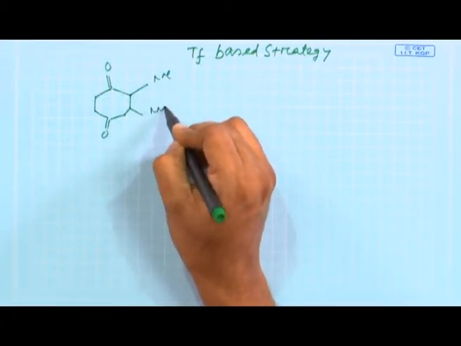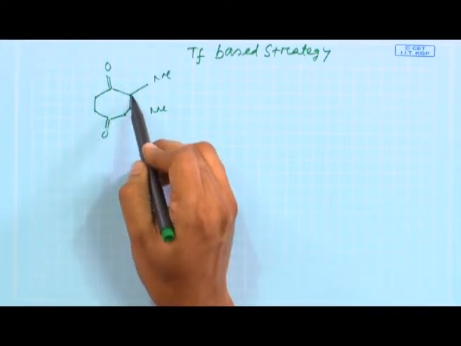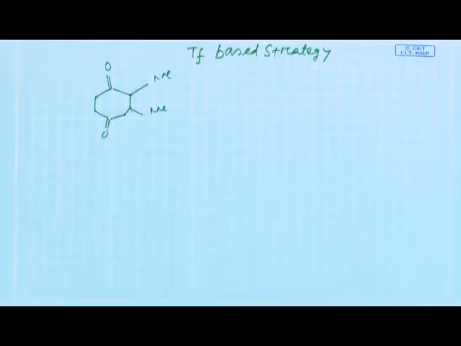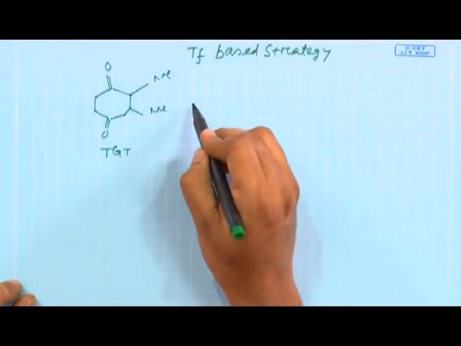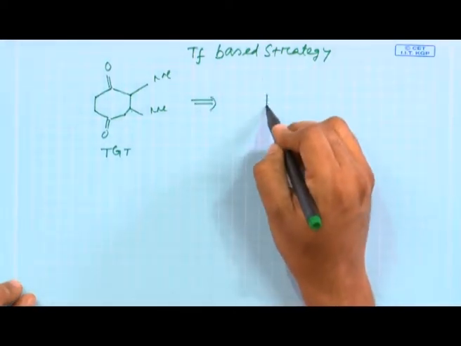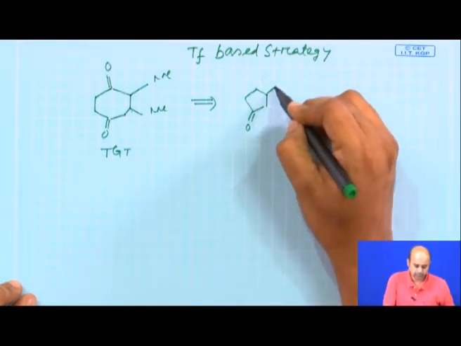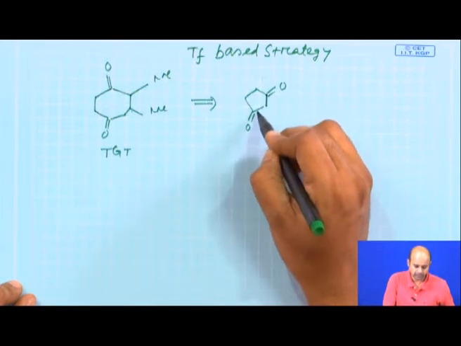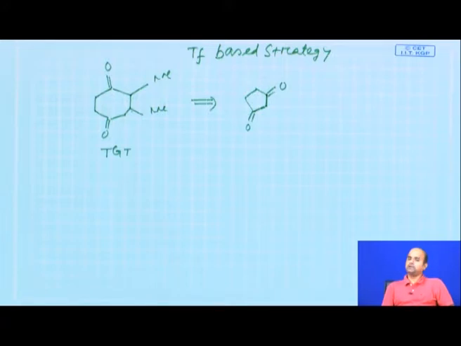So, it is a 7-member compound: 1, 2, 3, 4, 5, 6, 7, the 7-member compound. This is the target molecule, and the starting material I will give it to you. The starting material I say is a 1,3-cyclopentane dione, this one.